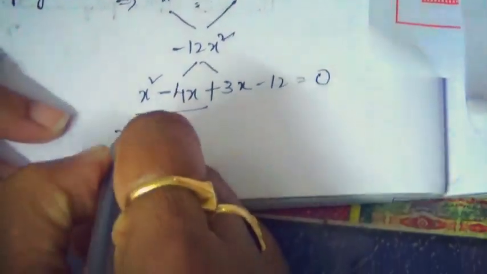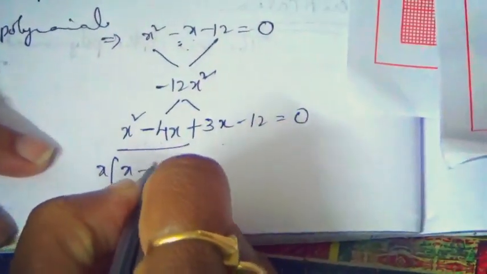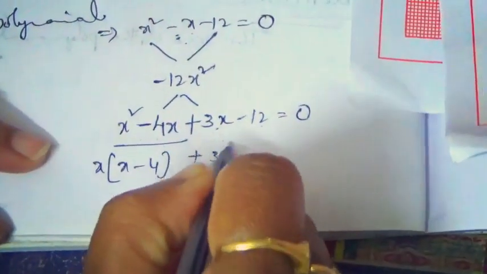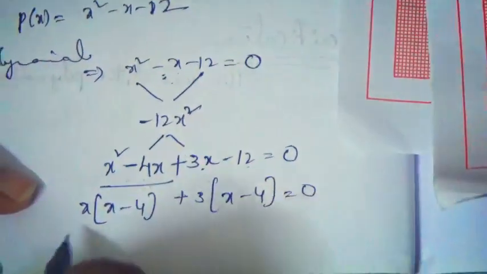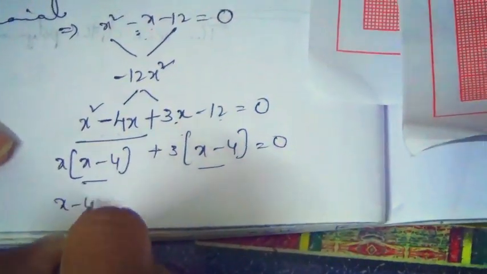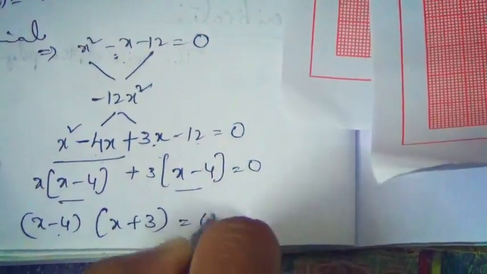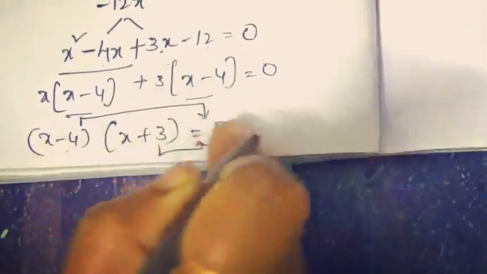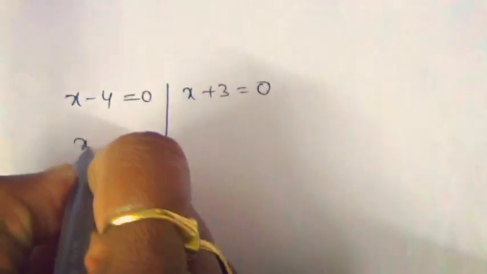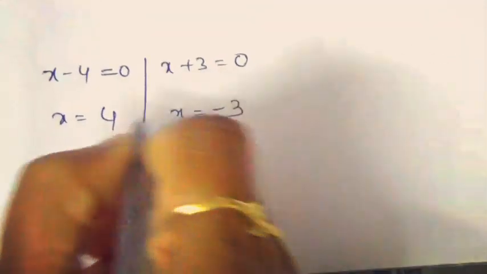From these two we have the common element x minus 4. In these we have x minus 4, that is equal to 0. From this we have two common elements, that is x minus 4 and x plus 3. Remaining elements you have to write here like this. Okay, so verification I am doing here: you just equate these two terms with 0. x minus 4 is equal to 0, x plus 3 is equal to 0, x is equal to 4, x is equal to minus 3.